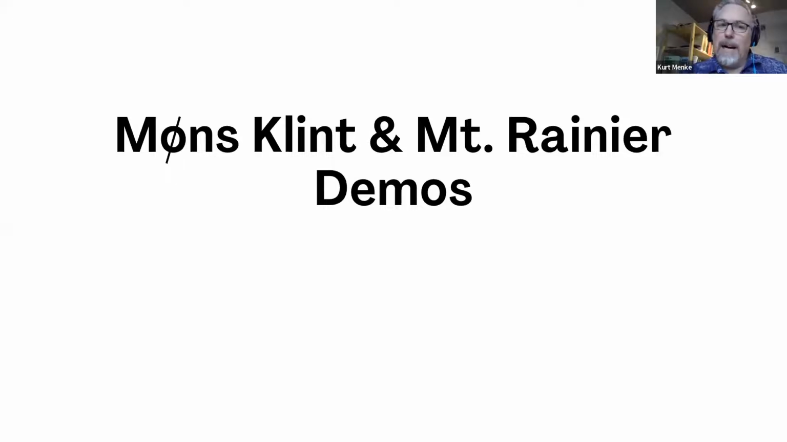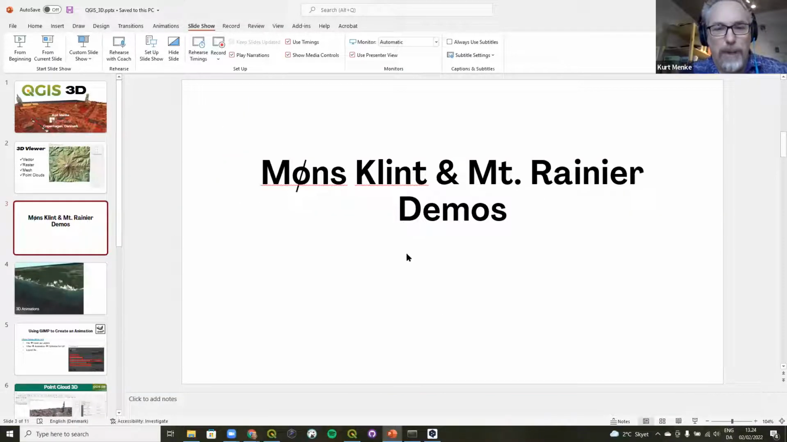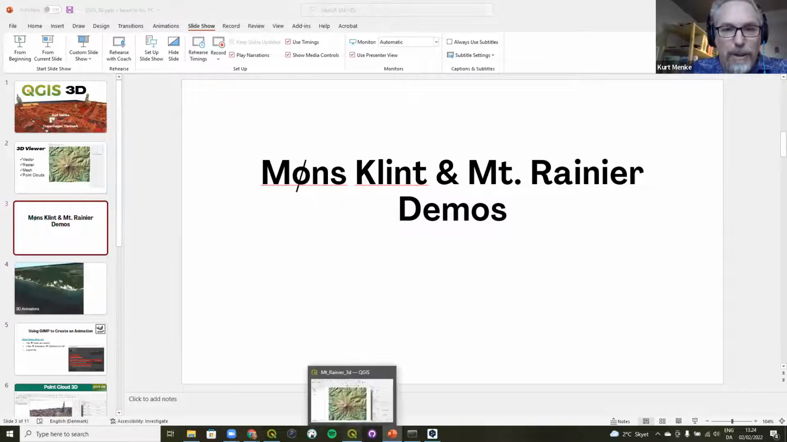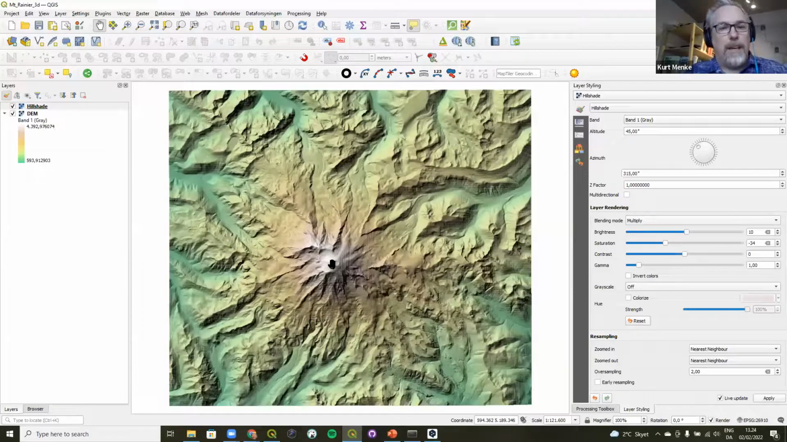So I was going to show a couple demos, one being a DEM for Månsklint and Mount Rainier. And the Månsklint DEM, I think, must just be too large for my little laptop here and was not performing well. So I have some slides that show that, but I'm going to start with this DEM of Mount Rainier because it's quite small and performs quite well for a short demo. So I just have a DEM here and a hillshade to make a colored hillshade image.